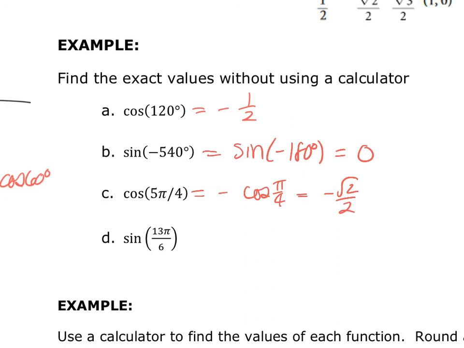The next one, I'm going to pull off one full rotation, so I'm going to pull off 12 pi over 6. And my coterminal angle then is going to be the sine of pi over 6, which gives me 1/2.